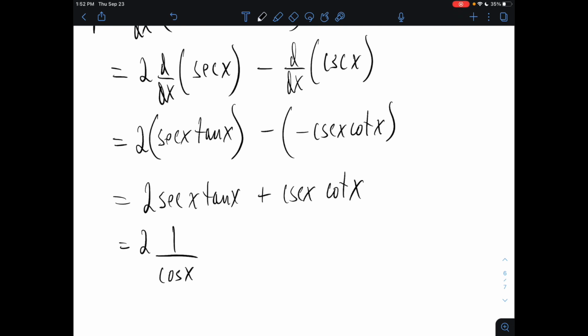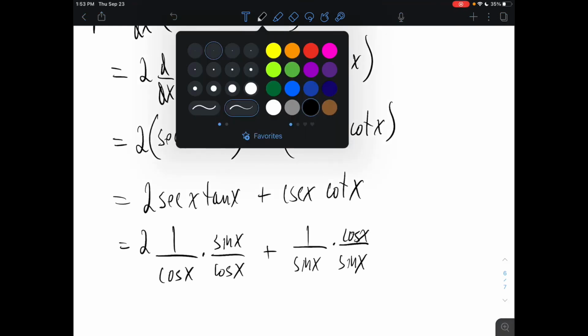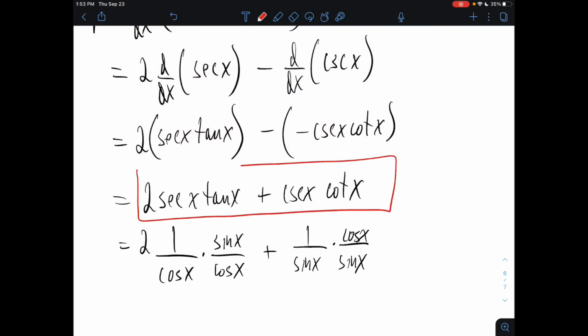Secant x is 1 over cosine x. Tangent x is sine x over cosine x. And then cosecant x is 1 over sine x, and cotangent x is cosine x over sine x. Now I noticed then I'd have different denominators, and if I wanted to have common denominators, then I would start getting some higher powers of sine x in the numerator and higher powers of cosine x in the numerator. That might be just a bit much. So I don't think we need to simplify this. This is simple enough.